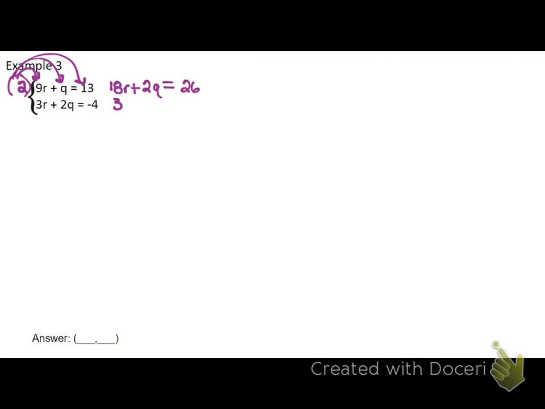So I have 3r, well, I have plus 2q equals negative 4. Now, second step, am I going to add or subtract these equations to eliminate my 2q's? Subtract. So I have 18r minus 3r, and that gets me 15r.